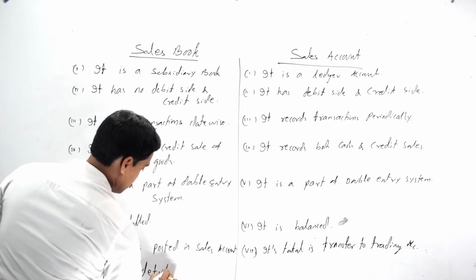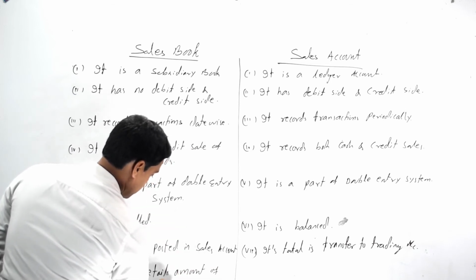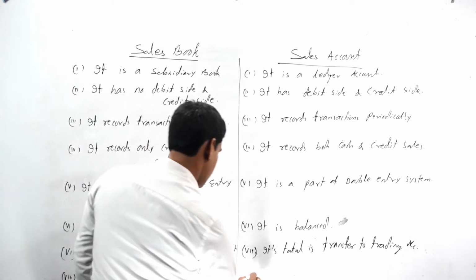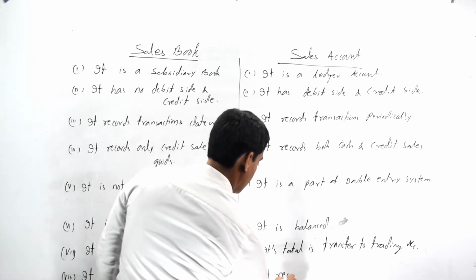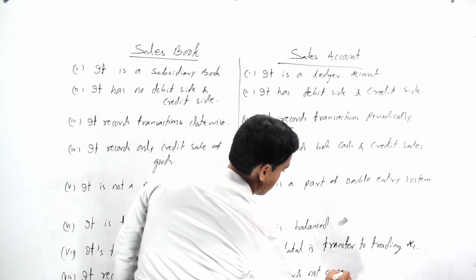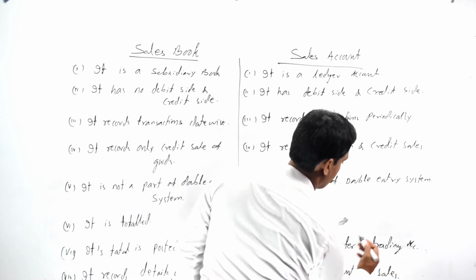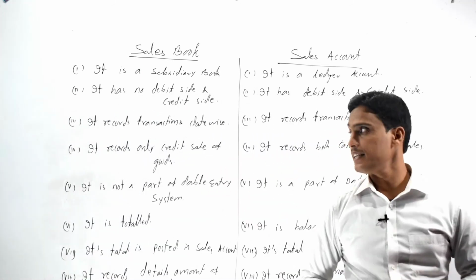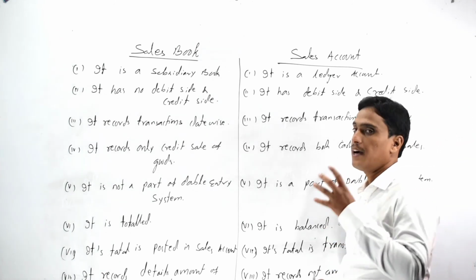Then our next difference is it records detailed amount of sales, whereas sales account records net amount of sales. So these are the basic differences between our sales book and sales account.